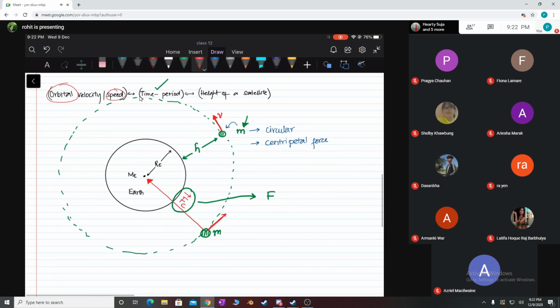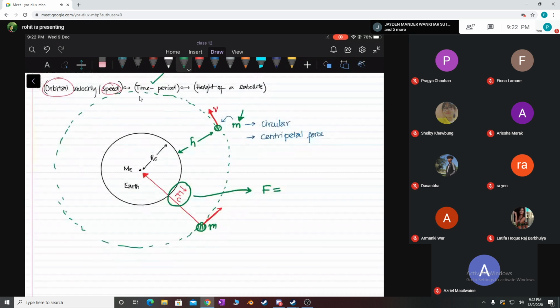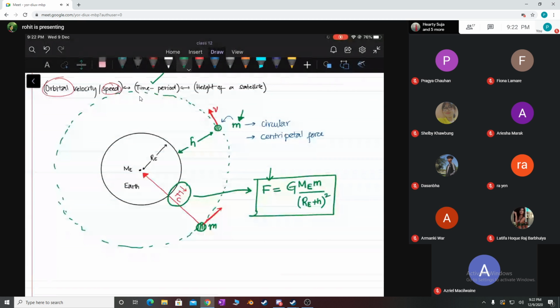So that's why I'm telling you again here, why doesn't this satellite go away from Earth? Because Earth is pulling it. Earth is pulling it with a force, which is a gravitational force. So I'm going to write the gravitational force between the Earth and this satellite. The formula will be capital G, mass of the Earth, mass of the satellite, divided by the distance between them squared, okay? The distance between them is not RE, but it is RE plus H. That's the distance between the satellite and the Earth, and I'm going to square it, right? So this is the gravitational force acting between the Earth and the satellite.